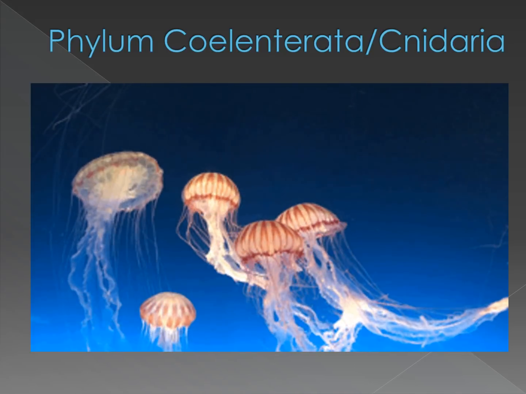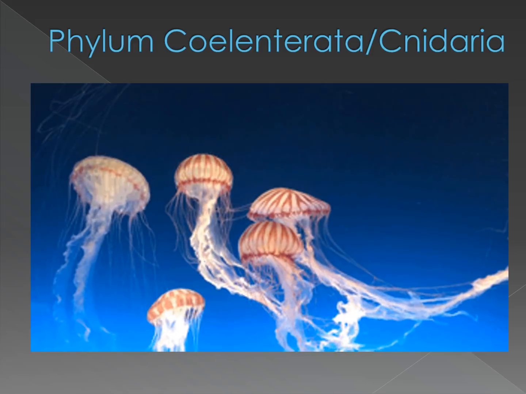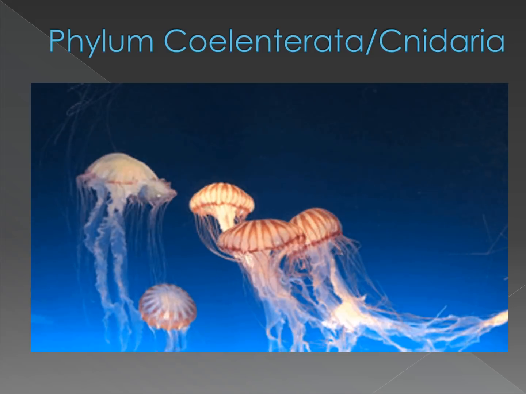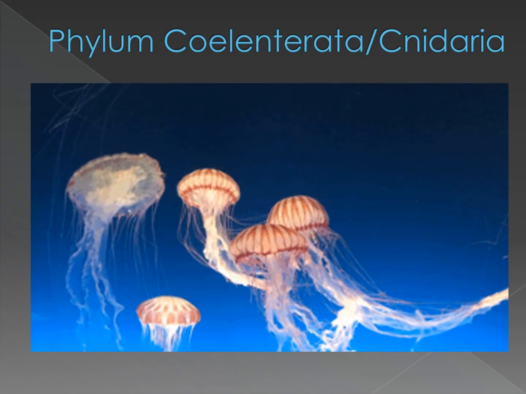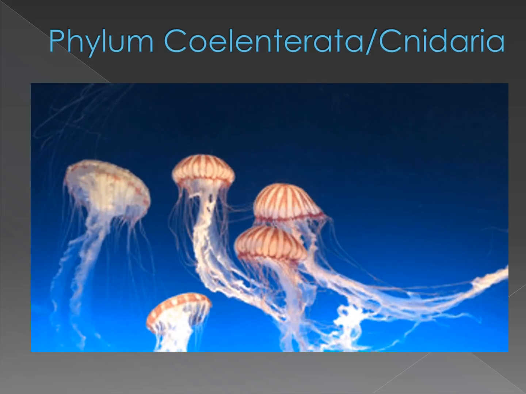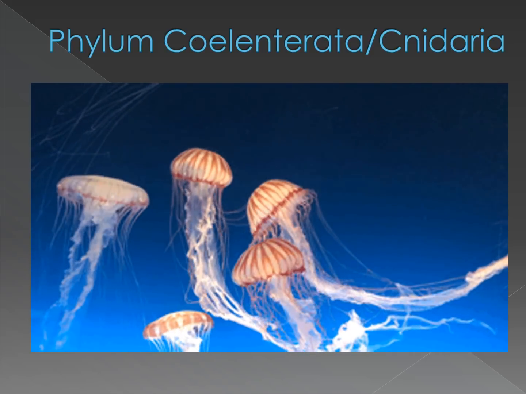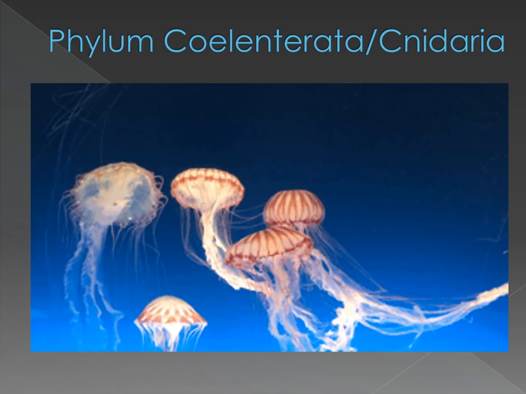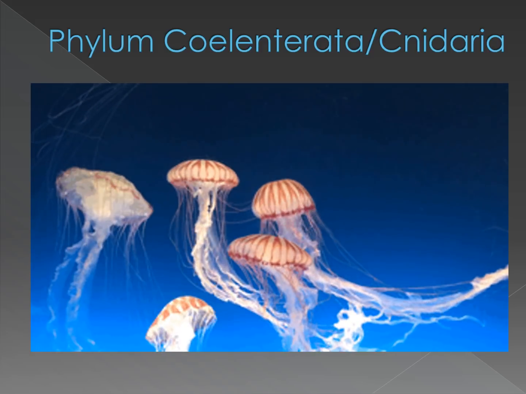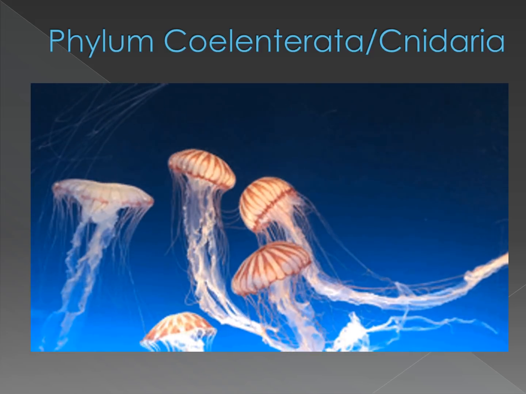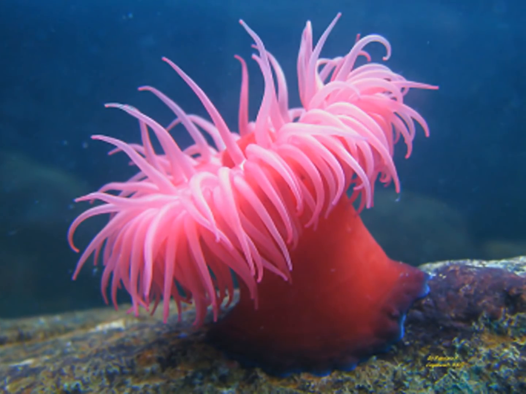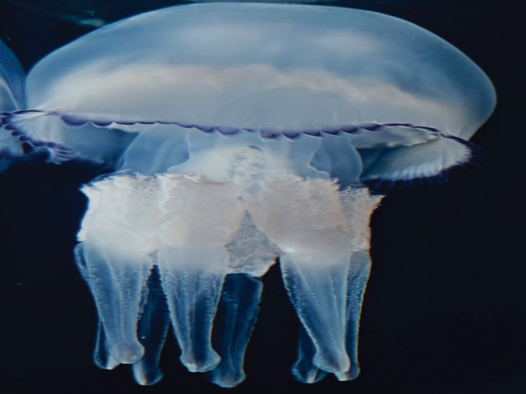Second is phylum Coelenterata or Cnidaria. Coelenterata can be divided into two: coel, which means hollow, and enterata means intestine. So these are the animals which have a hollow intestine. Now these are the animals which can be seen in two forms. Either they are cylindrical shaped, or they are umbrella shaped. If the animal is cylindrical, then it will be called a polyp, and if it is umbrella shaped, it will be called a medusa.